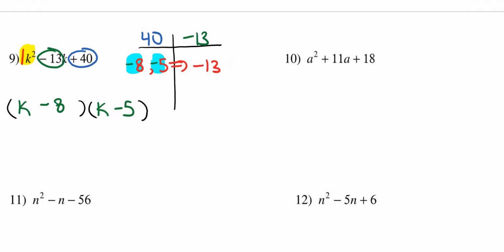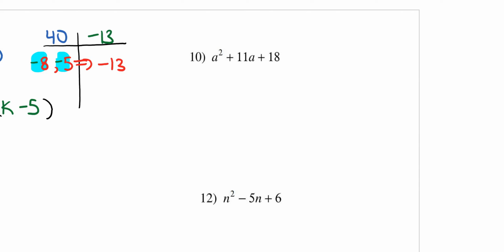All right, let's move on to question number 10 here. There's a leading coefficient of 1 there at the front, so let's go ahead and set up a table. The two numbers that I want this time are 18 and the middle number here, which is 11. So two numbers that multiply to 18 and add to 11. That one's not too bad. I'm thinking about 9 and 2. 9 times 2 is 18, and 9 plus 2 gives me the 11.